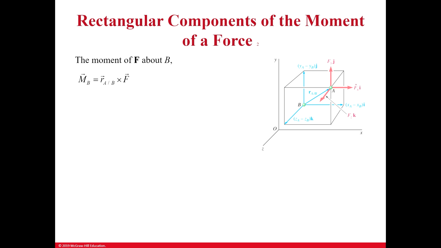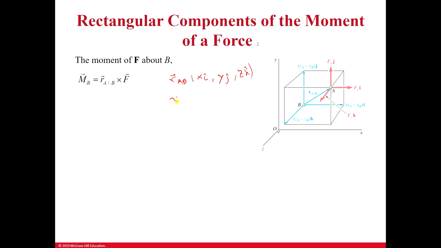This one is a very good example because B is not at the origin, so we have to find the coordinates of A and B. So R A B. I don't know why they do that slash. It's confusing. It's like you're dividing A over B. So this is R A to B, which has distances in X that go to I, Y to J, and Z to K. So if you remember, it's head minus tail.